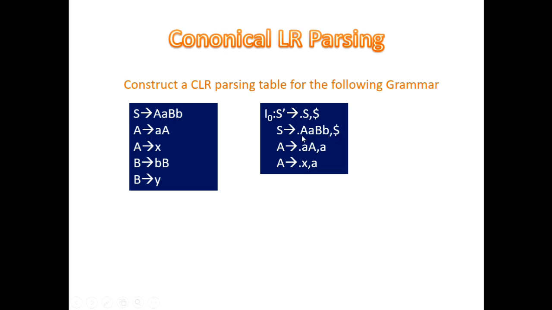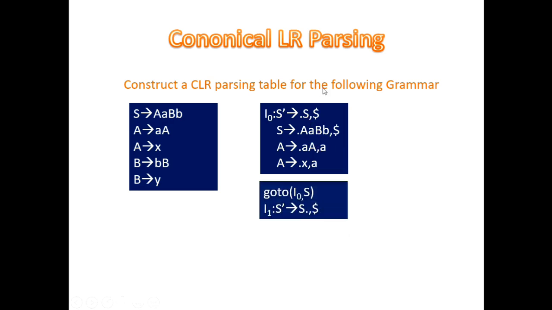Now, since a dot is before a non-terminal A, we introduce all the productions of A here. We have two productions: A tends to dot small a, capital A, and A tends to dot X. Now, how do we find the lookahead symbol for A? You see what is following A. Following A is small a. So small a is the lookahead symbol for A, and that is why we write a for all the closure operations for A here. We will name this item set as item set 0.